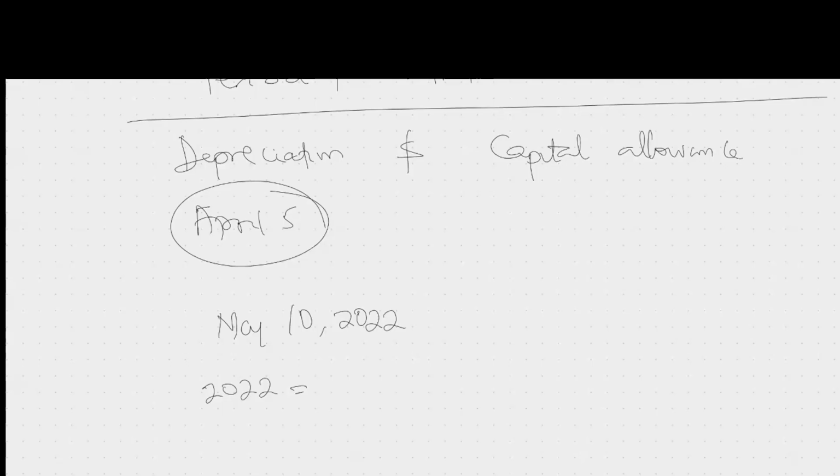Plus how many days? From 10, that is 10, 11, 12. That is plus 21 days in the month of May. So this is what you will use to calculate your depreciation.